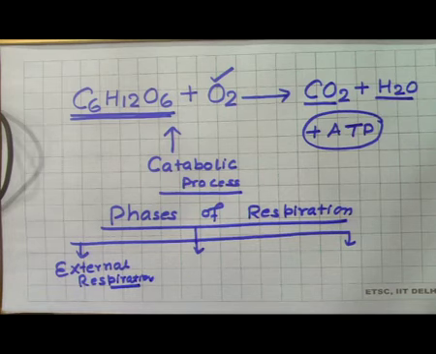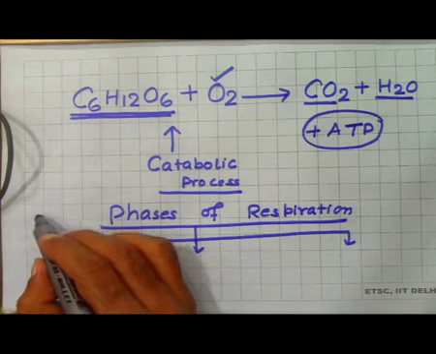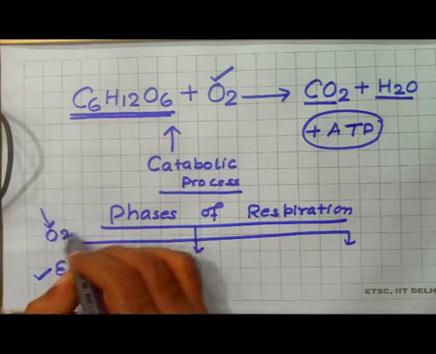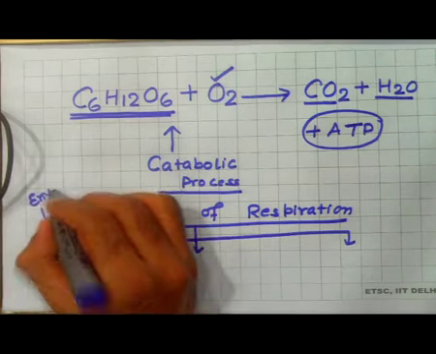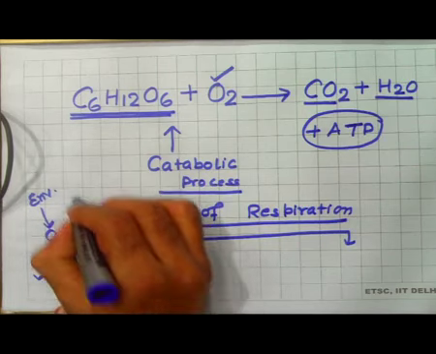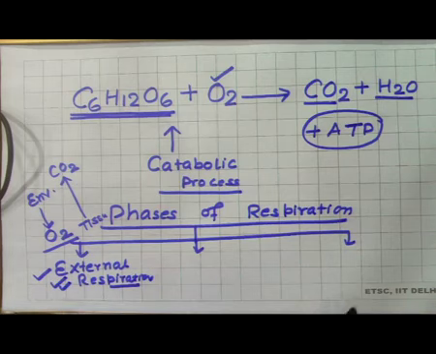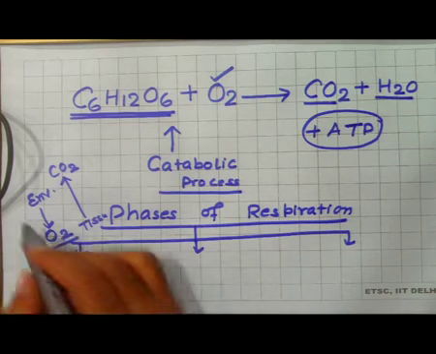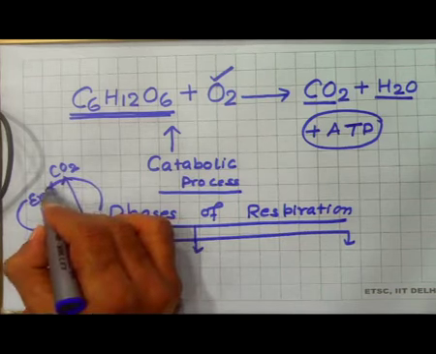in this process, external respiration involves the exchange of gases from the outside: the oxygen from the environment is taken by the tissues, and from the tissues the carbon dioxide is released to the environment. This is called external respiration. In external respiration there is the exchange of gases, oxygen from the environment to the tissues and carbon dioxide from the tissues to the environment.